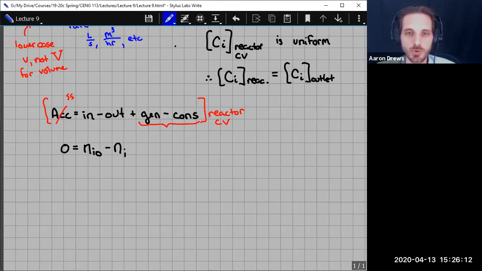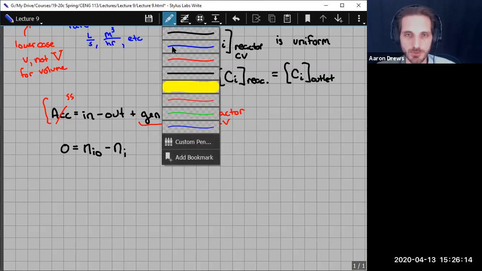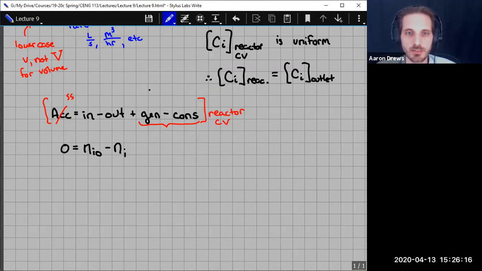This term for the generation and consumption used to be the moles of I times the extent of reaction. So this is what we would call that term in CENG 100.